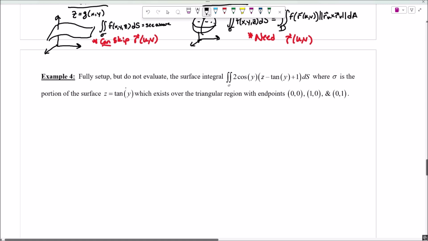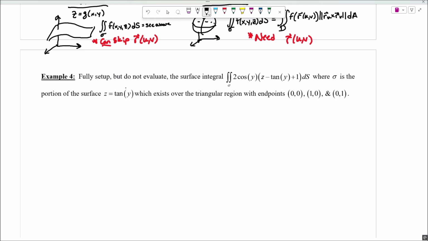So let's take a look at something like example number 4 and see if we can get a sense of how this might actually work. Fully set up, but don't evaluate, the surface integral for this guy, where theta is the portion of the surface z equals tangent of y, which exists over this triangular region.